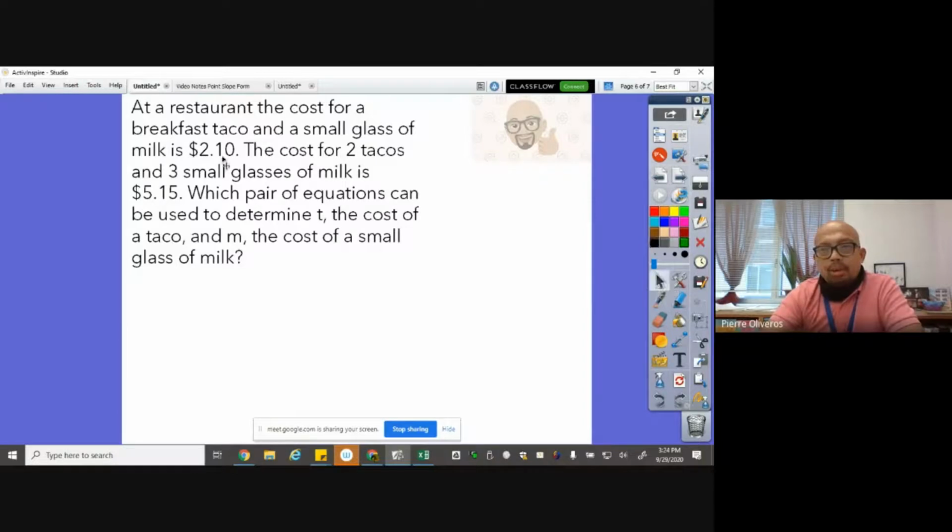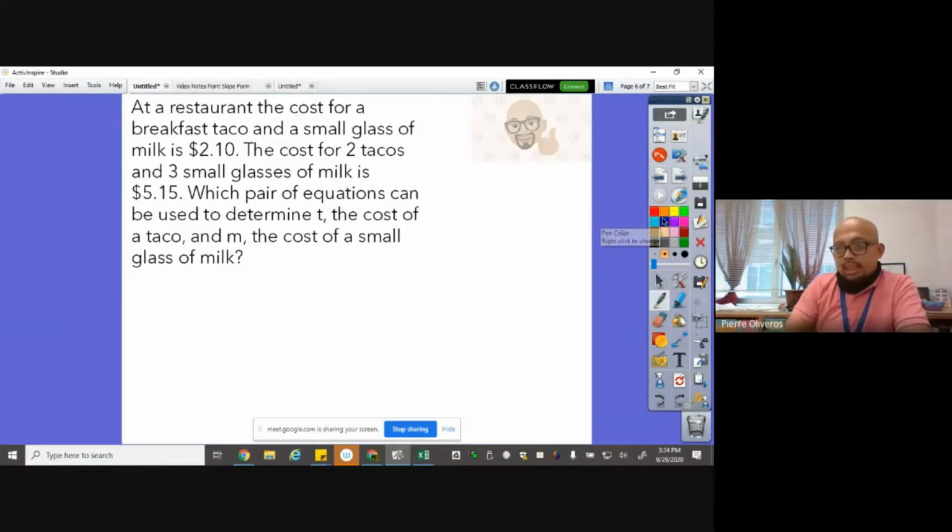Oh, there you go. We have one more here. All right. So at a restaurant, the cost for a breakfast taco and a small glass of milk is $2.10. The cost for two tacos and three small glasses of milk is $5.15. Which pair of equations can be used to determine T, the cost of a taco, and M, the cost of a small glass of milk? So basically here we're gonna write an equation.